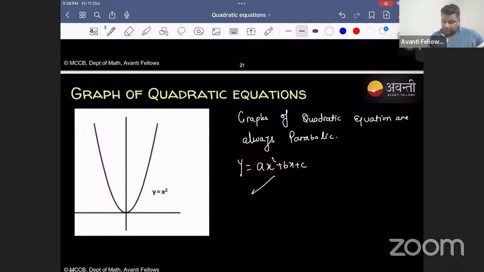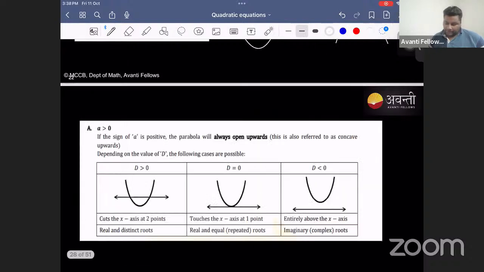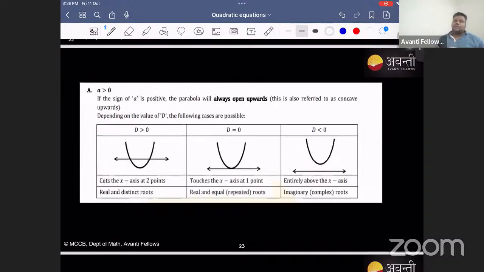So here, if a is more than 0, graph will be of this type, upward opening parabola. And if a is less than 0, graph is of this type, downward opening parabola. If y is ax square plus bx plus c, a positive, it is upward opening parabola. And a negative, it is downward opening parabola. Got it? Now, the 6 kind of graphs they can have.